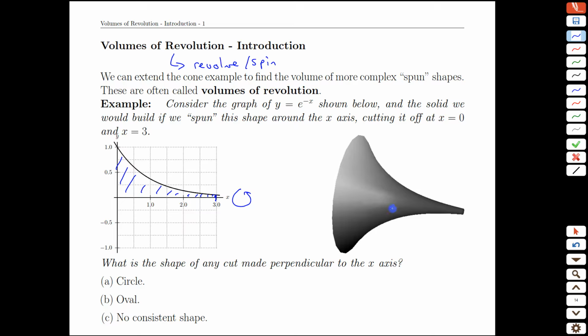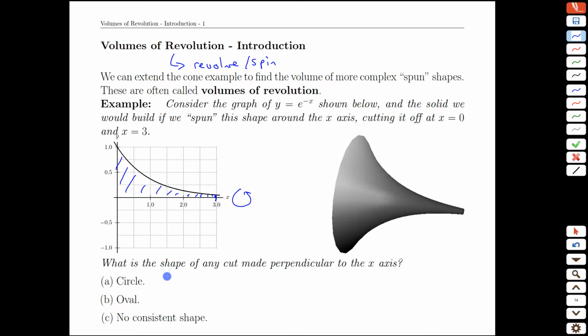Our question now is, how can we find the volume of this structure here, knowing only the formula for the boundary y equals e to the negative x and the starting and end points? Well, we're going to take the same approach we've taken in other examples already in this unit, which is slicing up this volume into simpler shapes and then building up the total volume by looking at the volume of the little shapes and using an integral to add them all up.